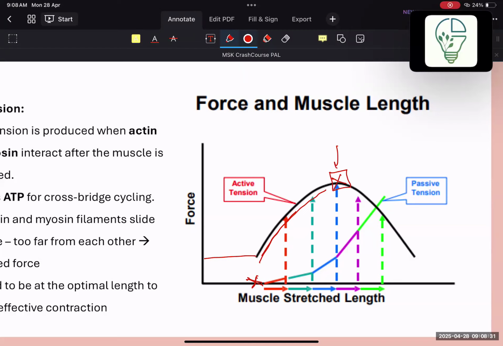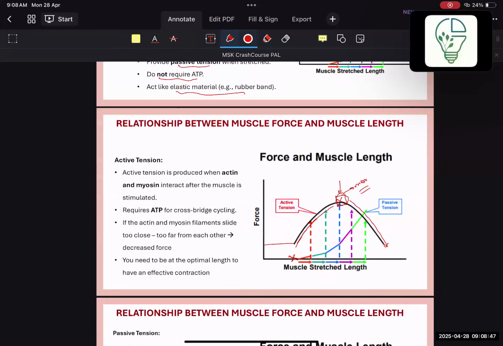And this is how we're usually created. And then what happens is when you overstretch your muscles, you're going to end up just decreasing the quality of force that you're producing again. And at the optimal length, you will have the maximum active force, okay?